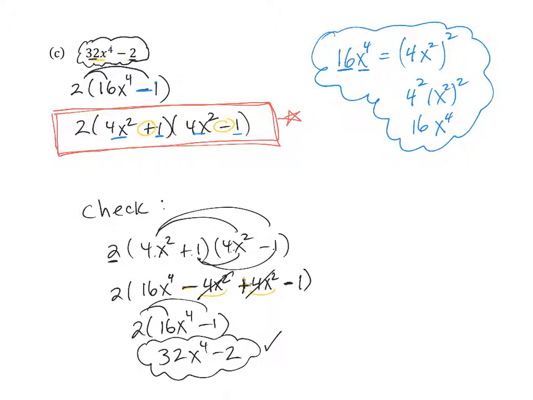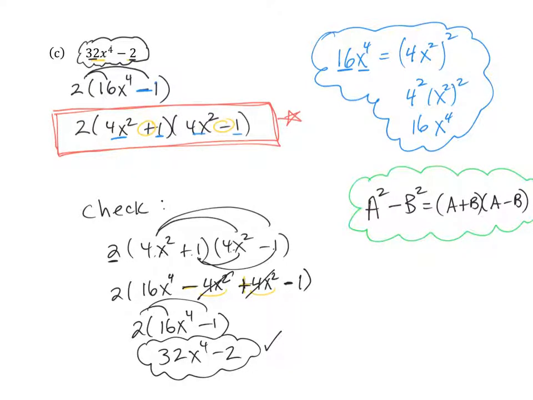So the general form for a difference of squares is we would take a plus b times a minus b. So those are my, I love to factor those. Those are my favorites.